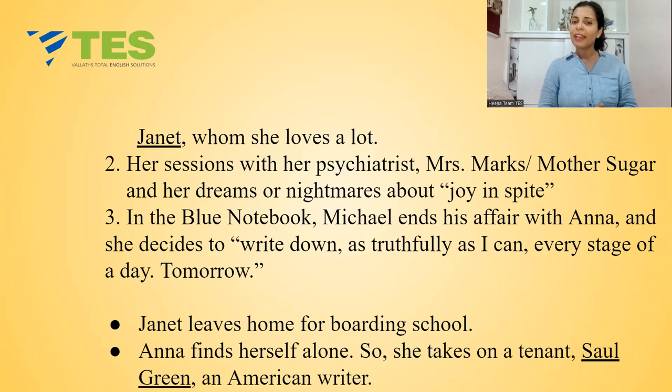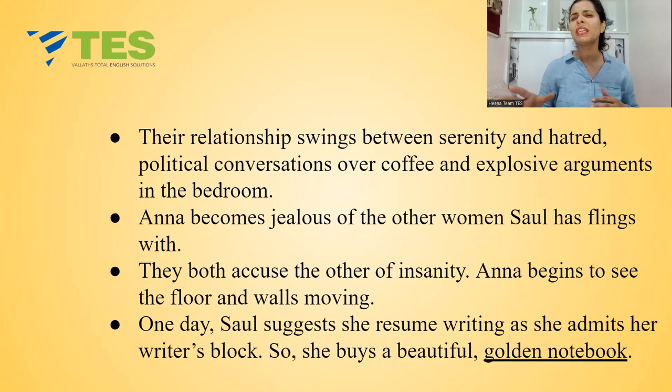Janet leaves home for boarding school. Anna finds herself all alone, nothing to do. So she takes on a tenant. She has a room, a spare room in her house where she keeps boarders. So she takes on a boarder, Saul Green, who is an American writer. They start a relationship, but their relationship swings between serenity and hatred, political conversations over coffee, explosive arguments in the bedroom.